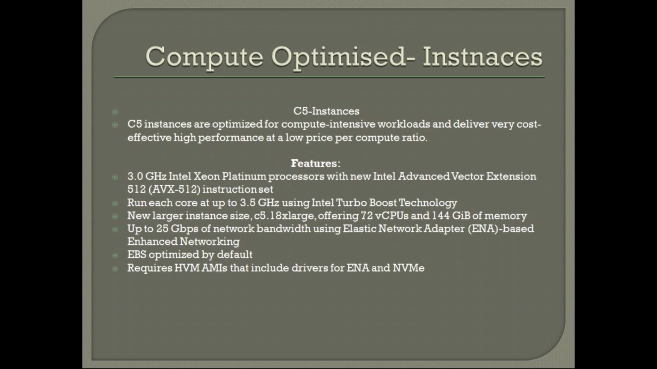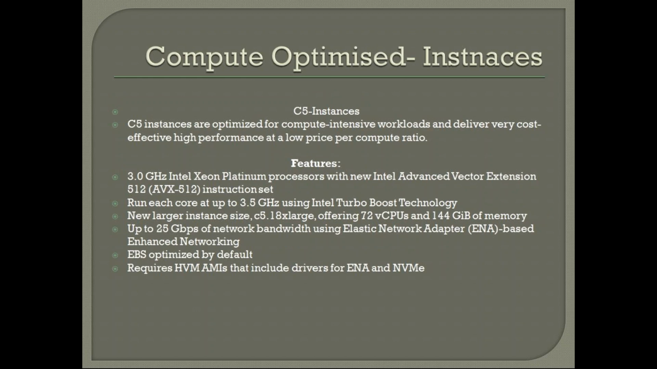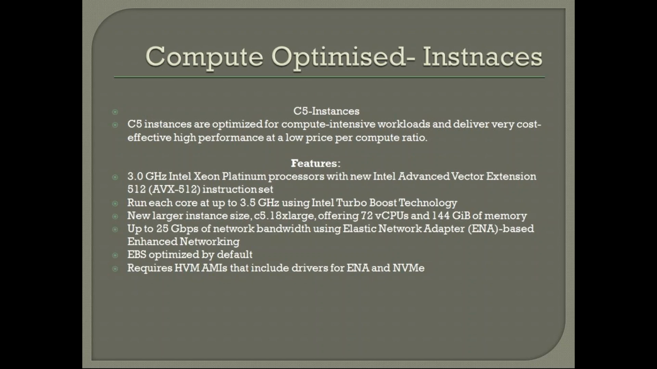So in the next slide we are going to see more about compute optimized instances. But what is the difference here between the C4 and the C5? The C5 instances are optimized for compute intensive workloads and deliver very cost effective high performance at low price per compute ratio. You can see both are the same. So the difference is in the features. There you are using a high frequency Intel Xeon E5-2666 v3 processor optimized specifically for EC2 instances. But here you are using a 3 GHz Intel Xeon Platinum processor with the new Intel Advanced Vector Extension instruction set.